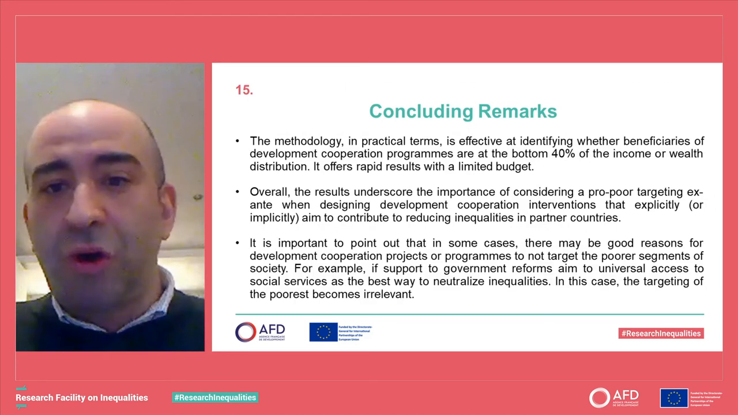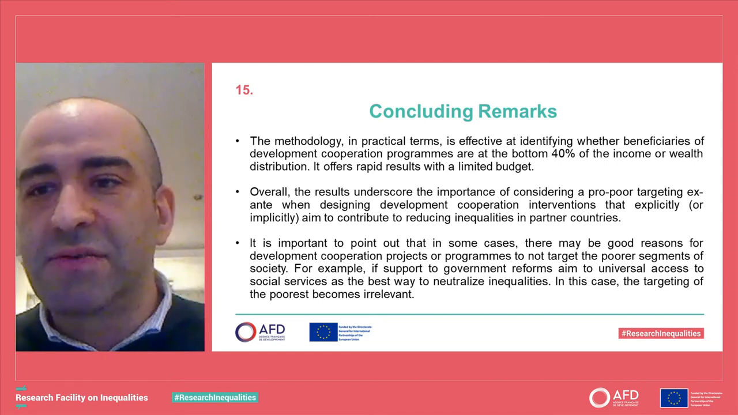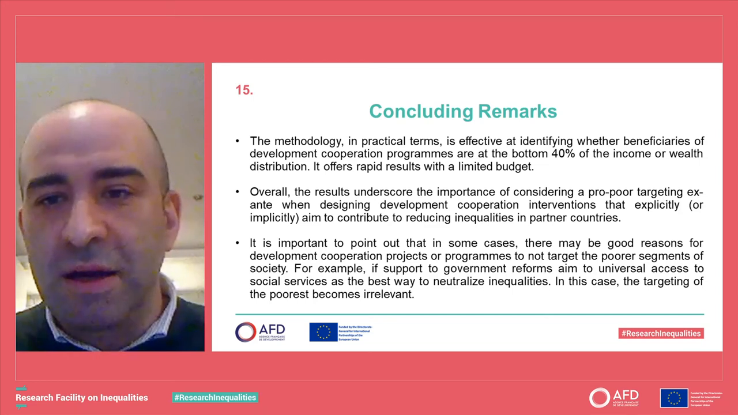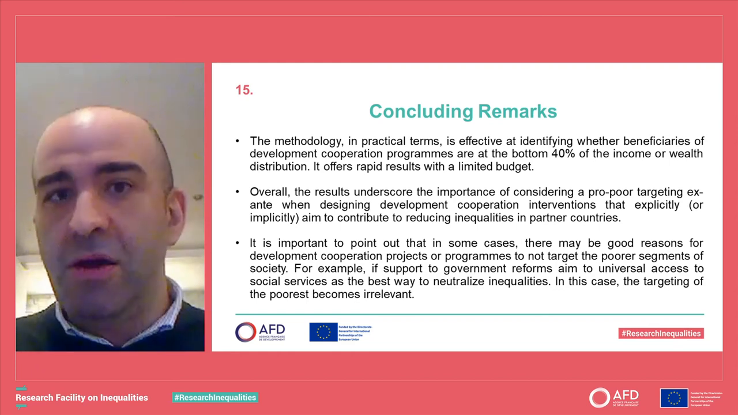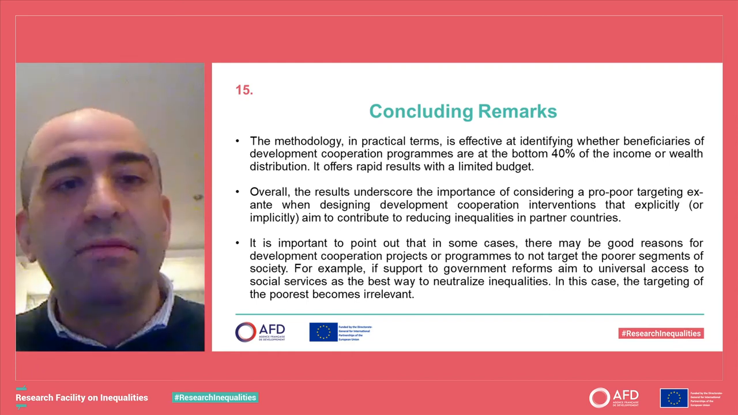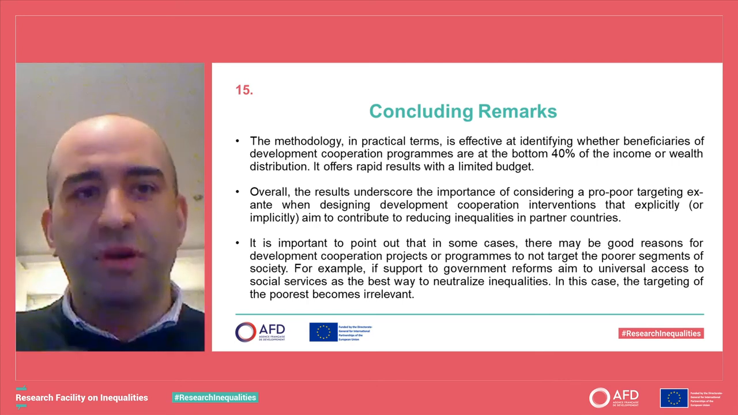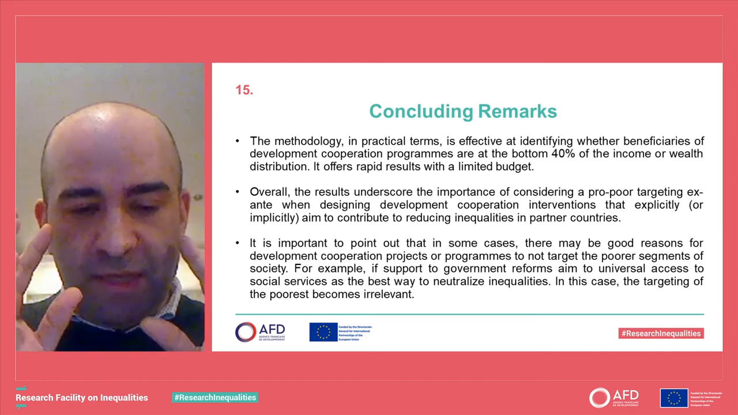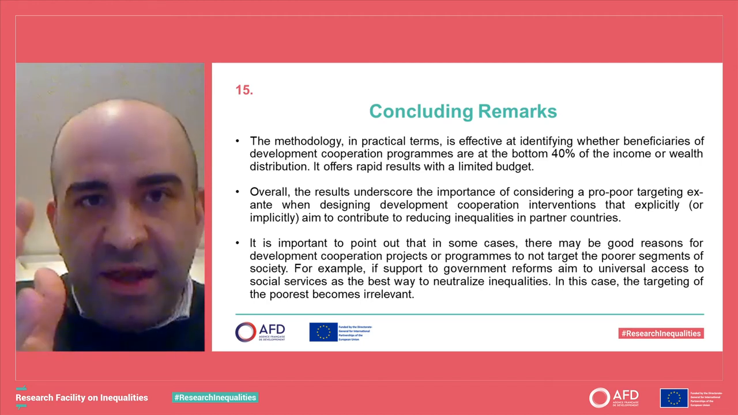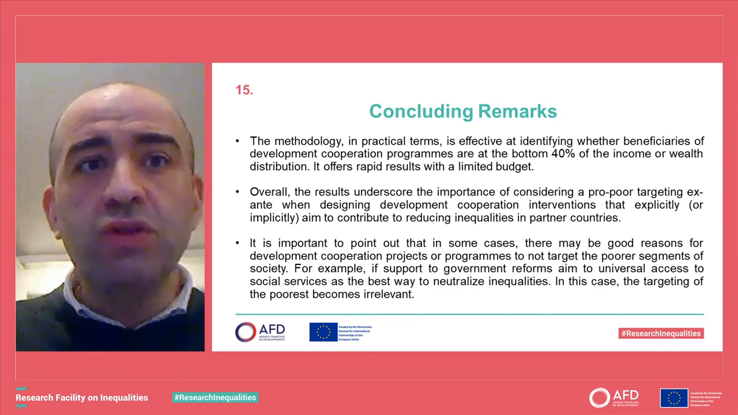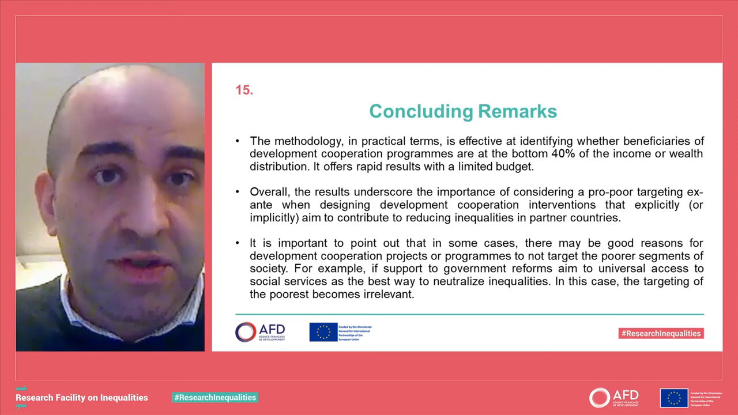So, conclusions and remarks about our methodology. In practical terms, it's quite effective to identify whether cooperation programs focus on the bottom 40 income groups. Overall, the results underscore the importance of really considering proper targeting, but I want to say something about it. That does not mean that the project or a program must specifically focus on reducing inequality to actually reduce inequality. As we said, any program can reduce inequality, right?